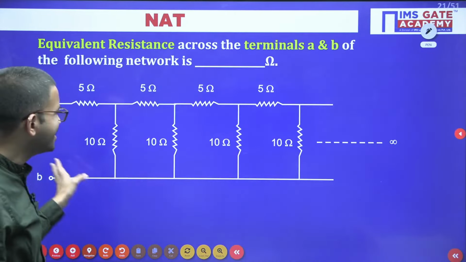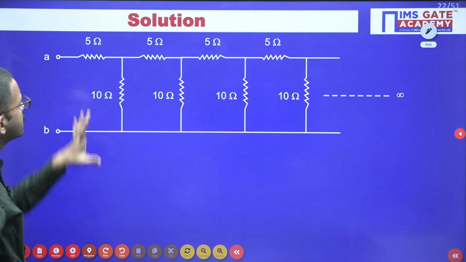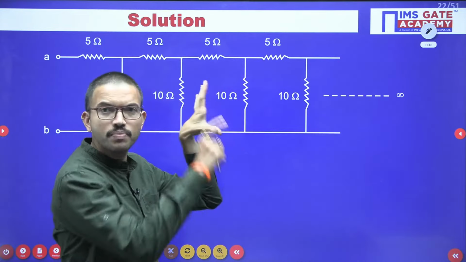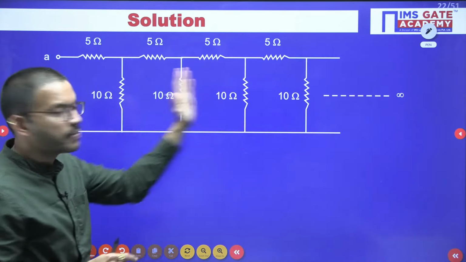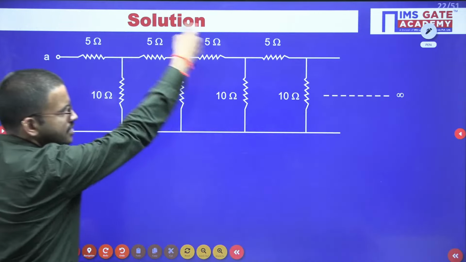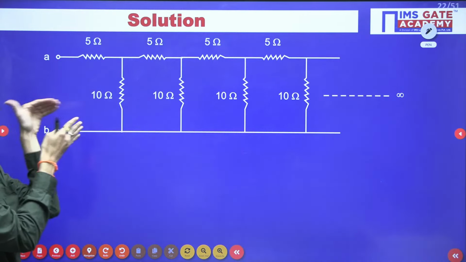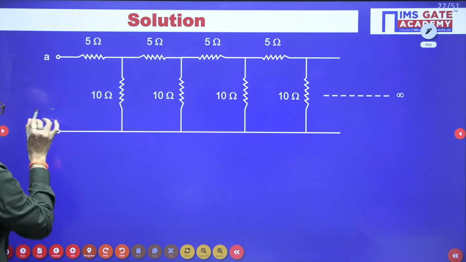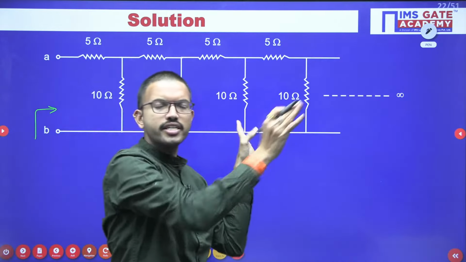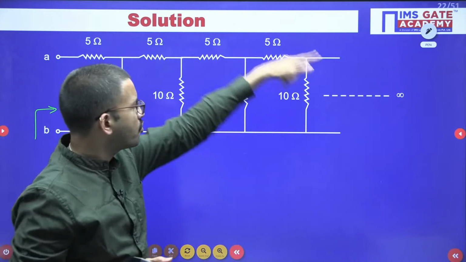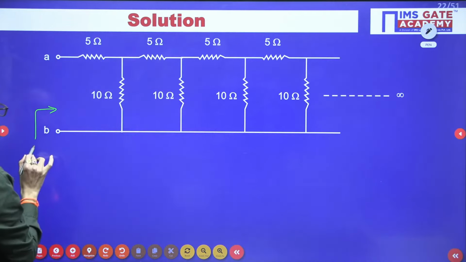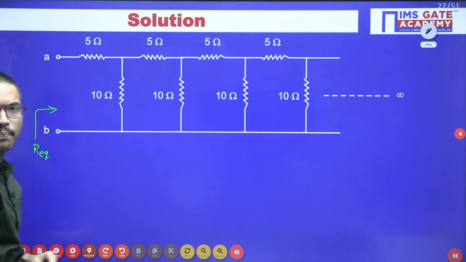So here, if you observe this entire network, 5 ohm, 10 ohm, 5 ohm, 10 ohm, that part of the network is repeating and going up to infinity. When you look at this overall network from the terminals A and B, after calculating the equivalent resistance you will get one single resistor. The overall network can be replaced with one single resistor, which I am assuming as R equivalent.